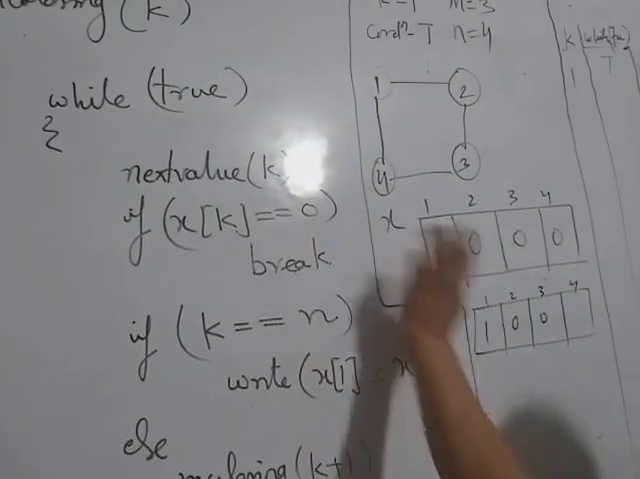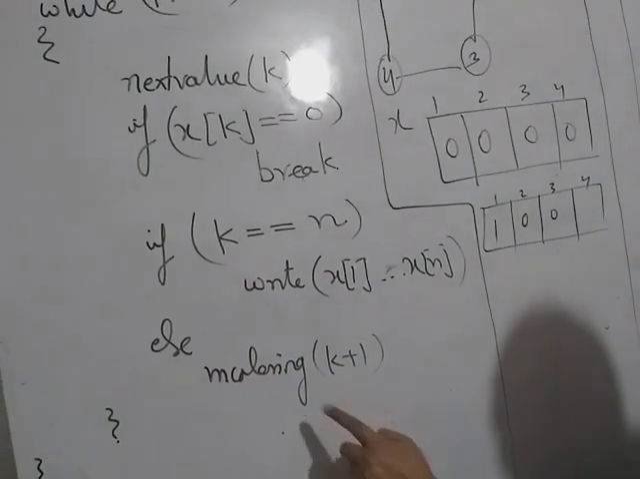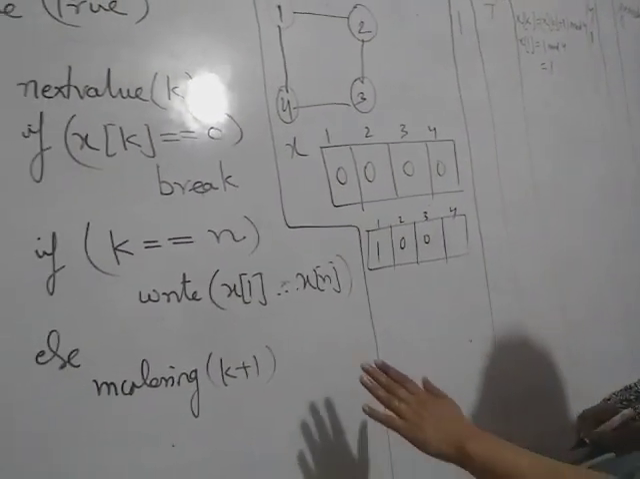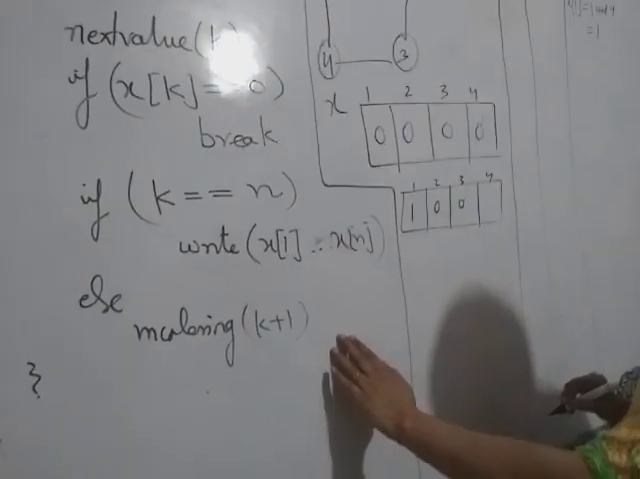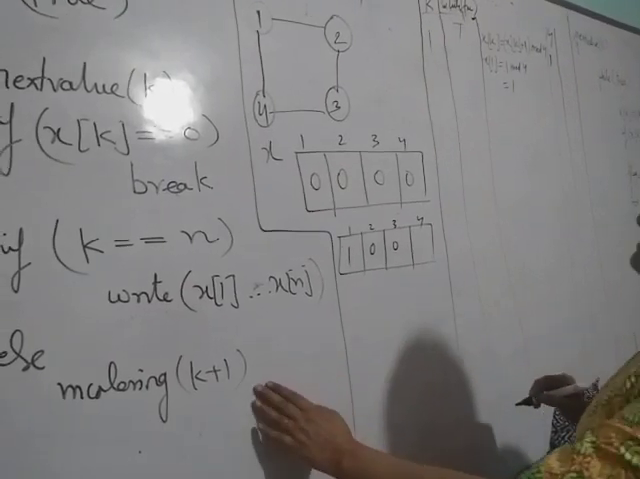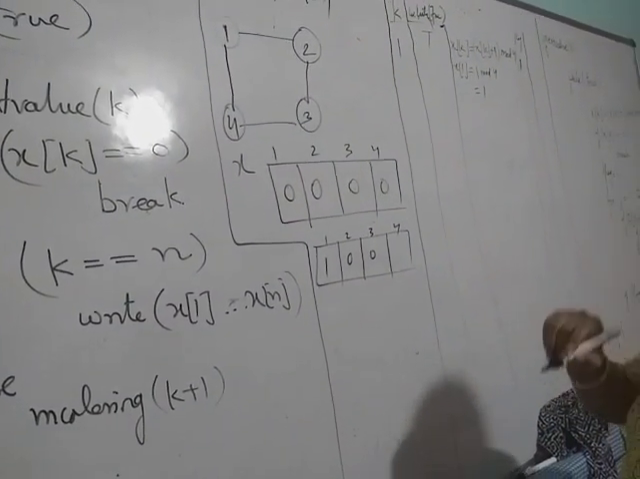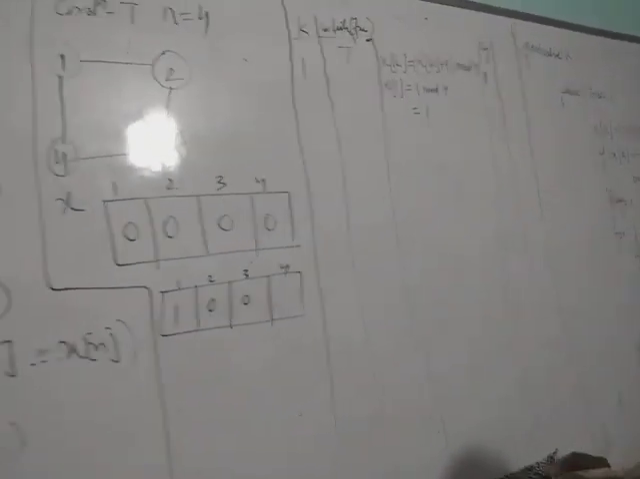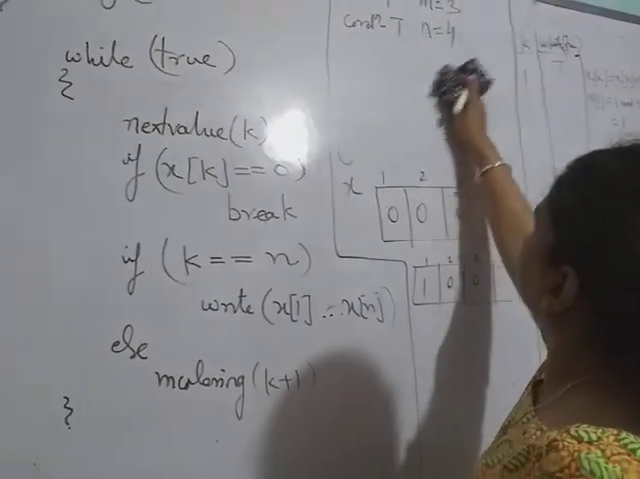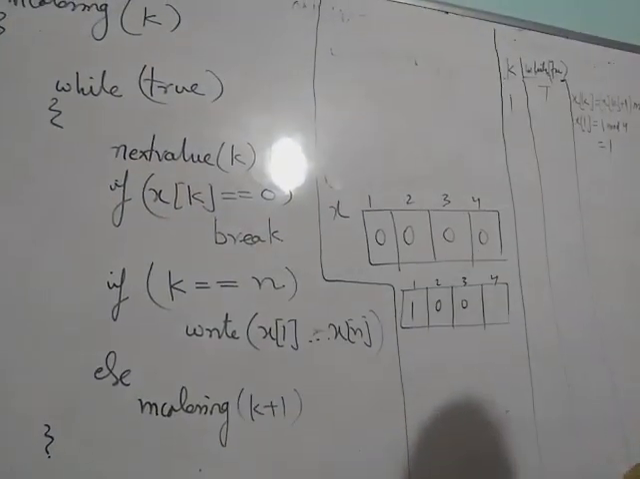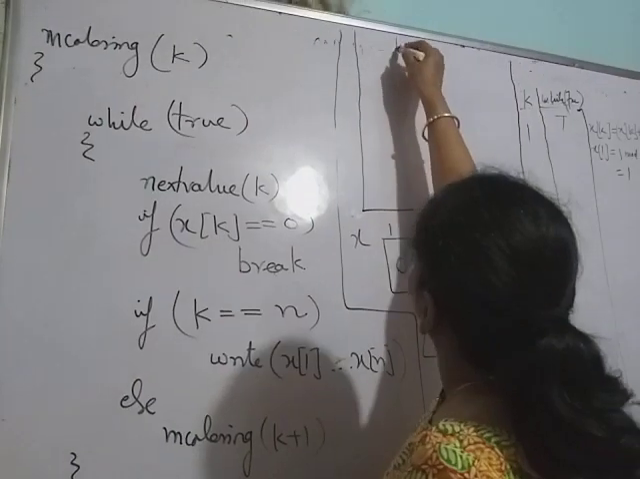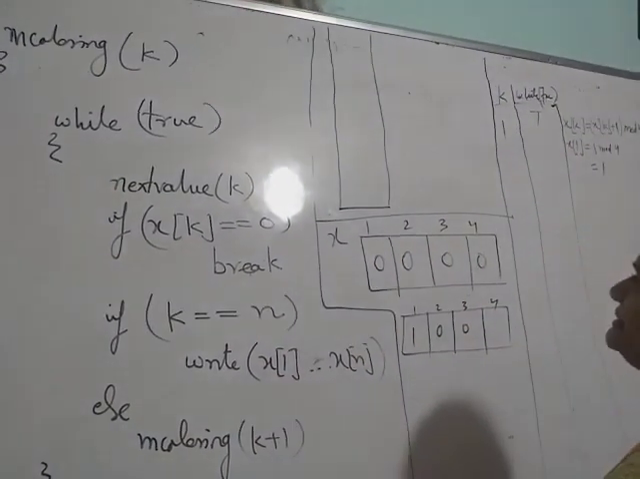Now xk, x1 is not equal to 0, k is not equal to n. The function will be called m coloring k plus 1. So now here, because this is a recursive algorithm, stack is maintained. Okay, so now the stack is maintained and simply here say suppose I am having the stack. This is the stack.